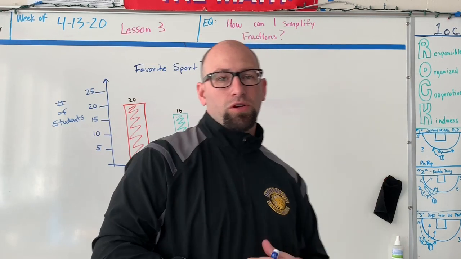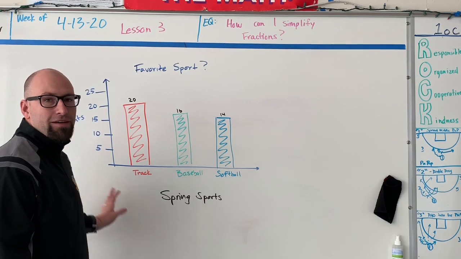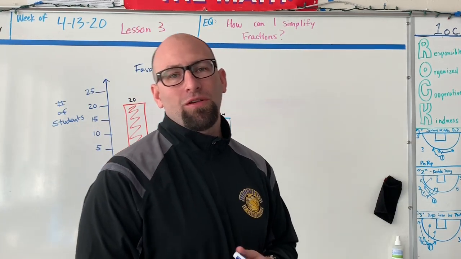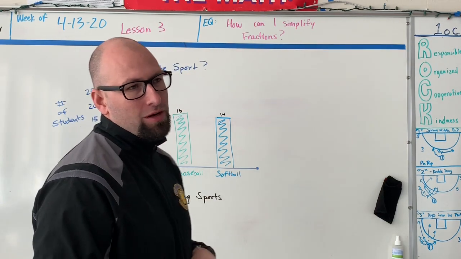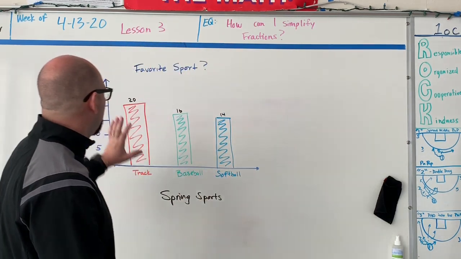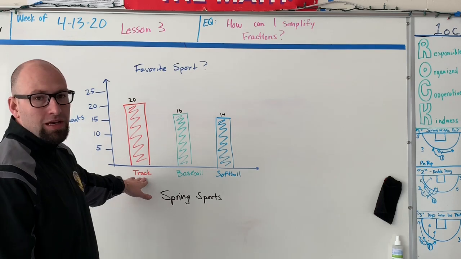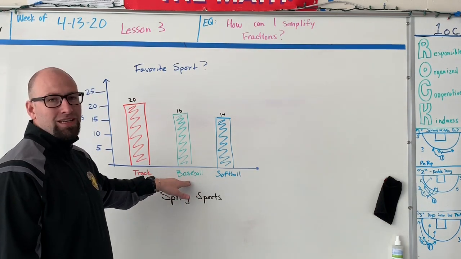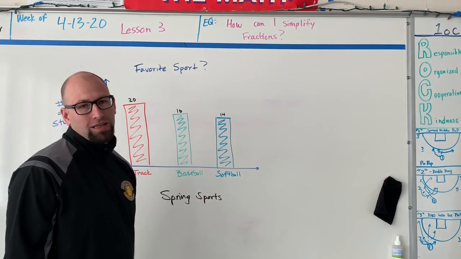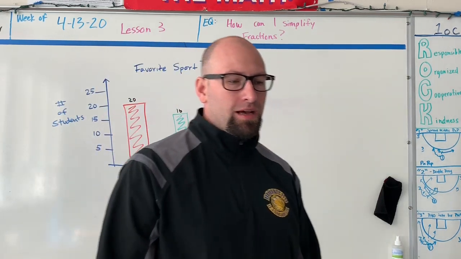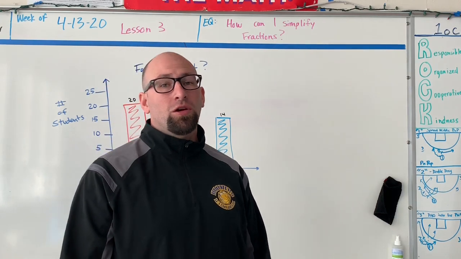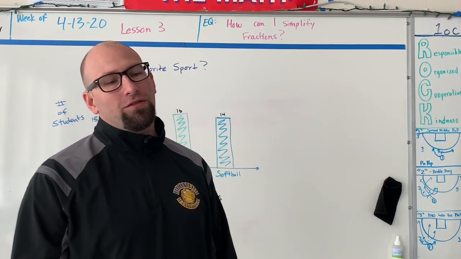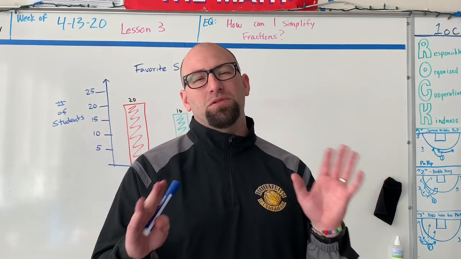What we're going to do is use kind of a graph, a real world situation, to boil down some data that we found. So we asked everybody what their favorite spring sport was. We've got 20 kids like track as their favorite spring sport, 16 like baseball, and 14 like softball. So the question is, we need to determine the fraction of students that chose track and field as their favorite sport, and then we're going to answer that in the simplest form possible.